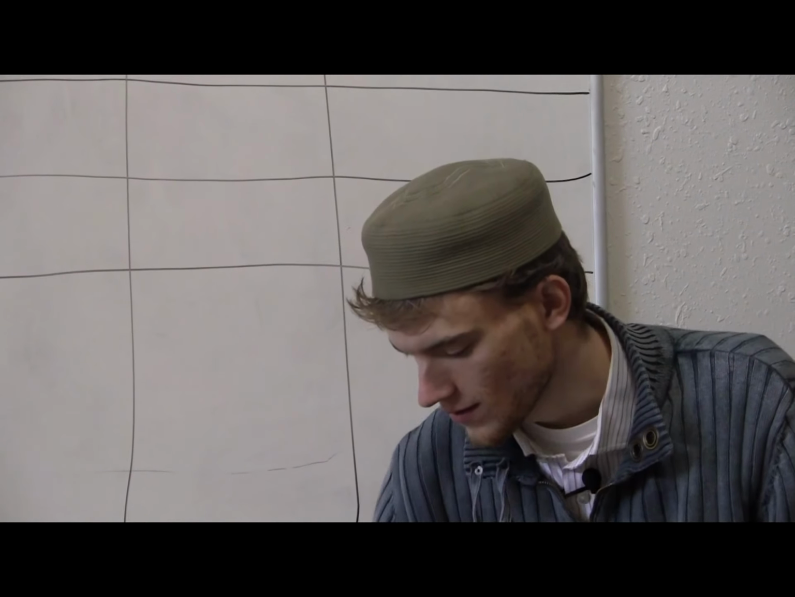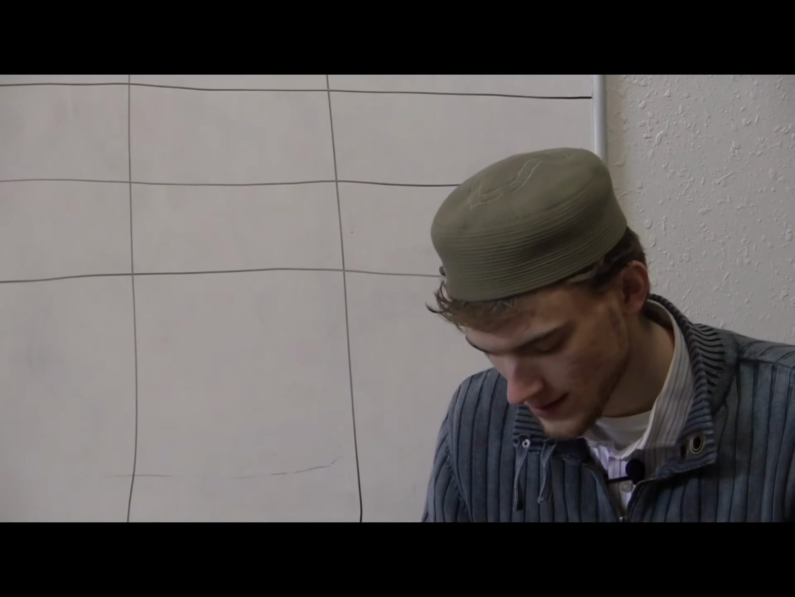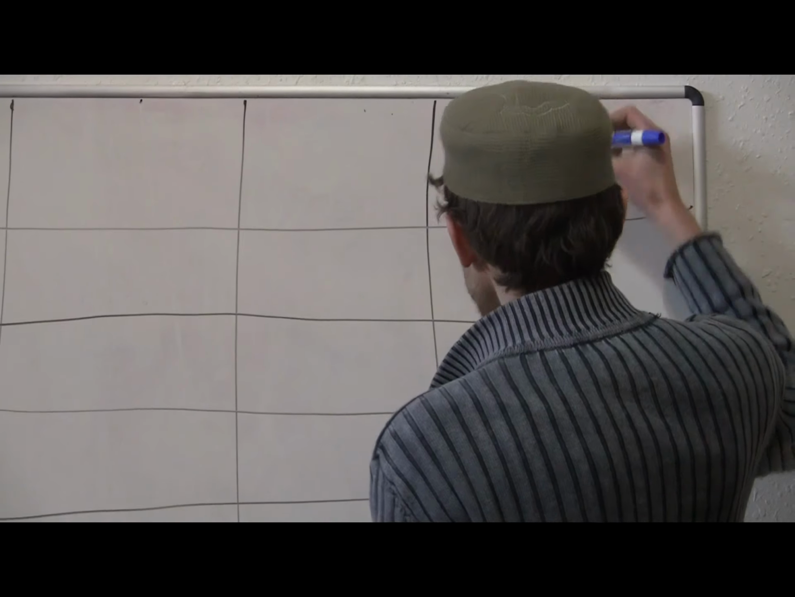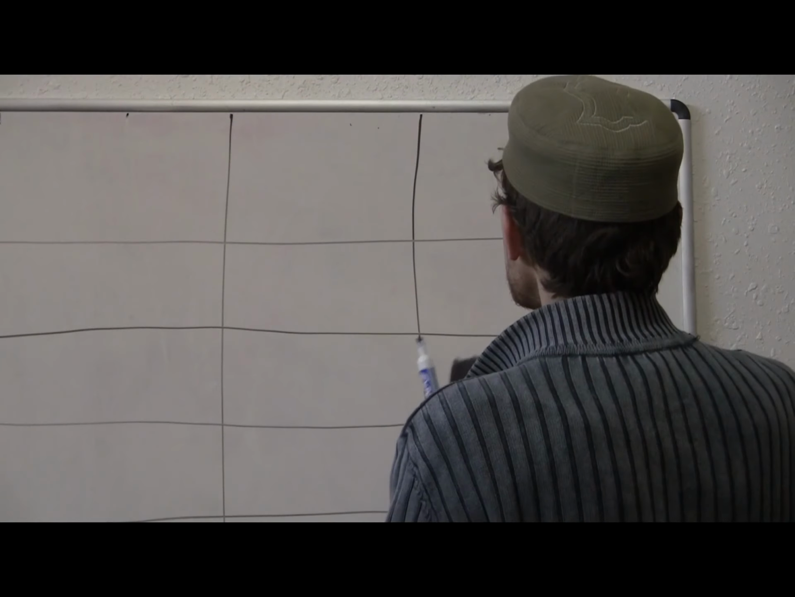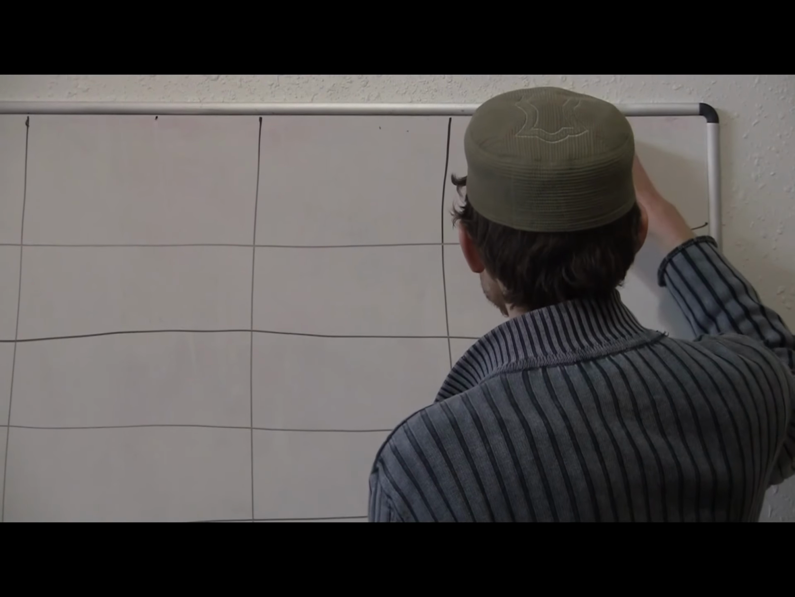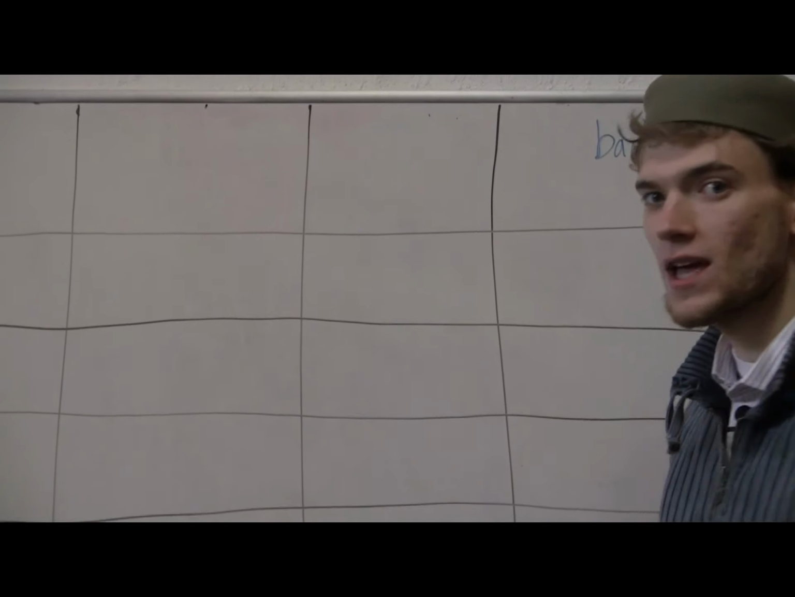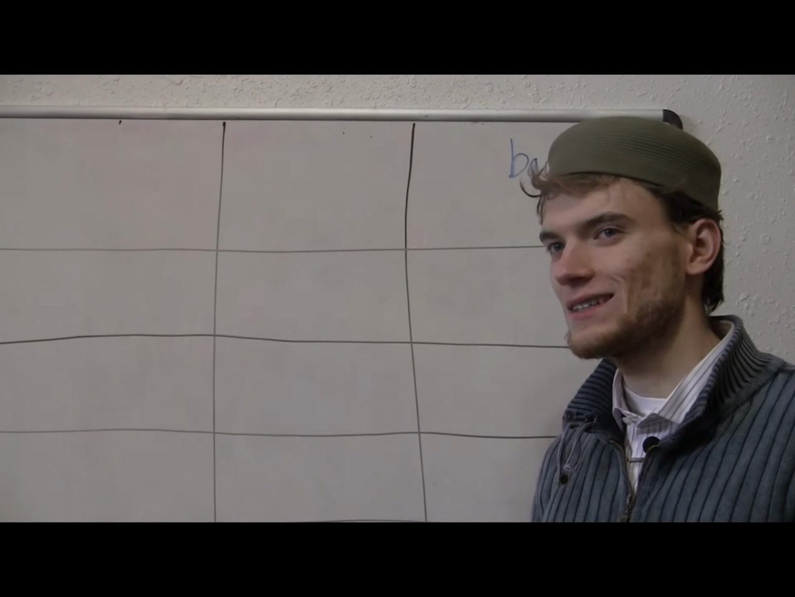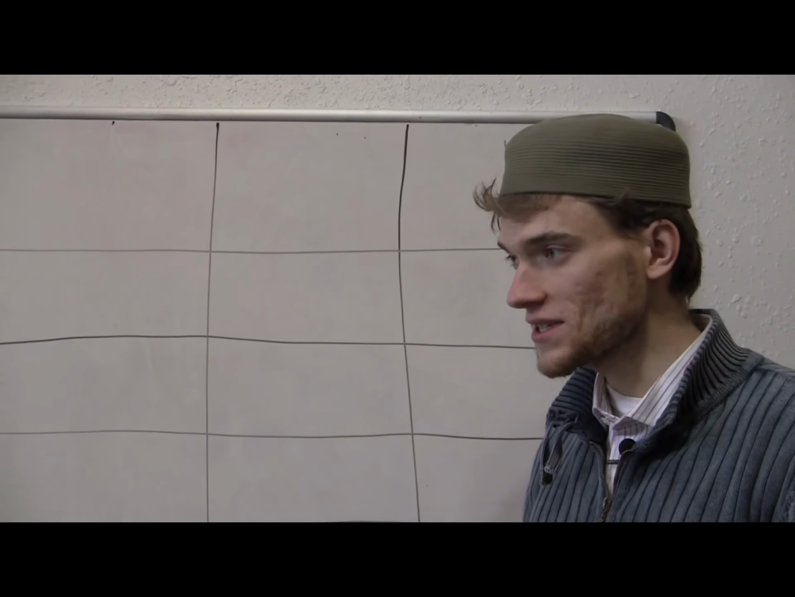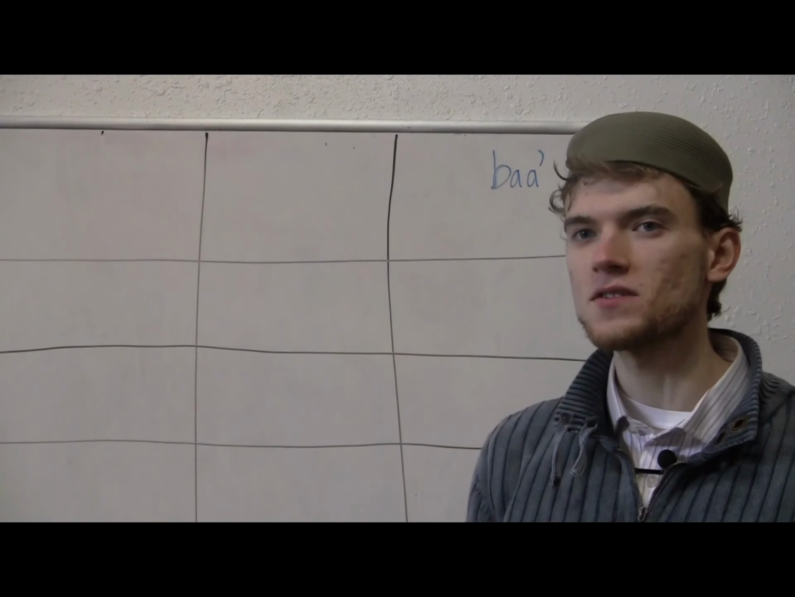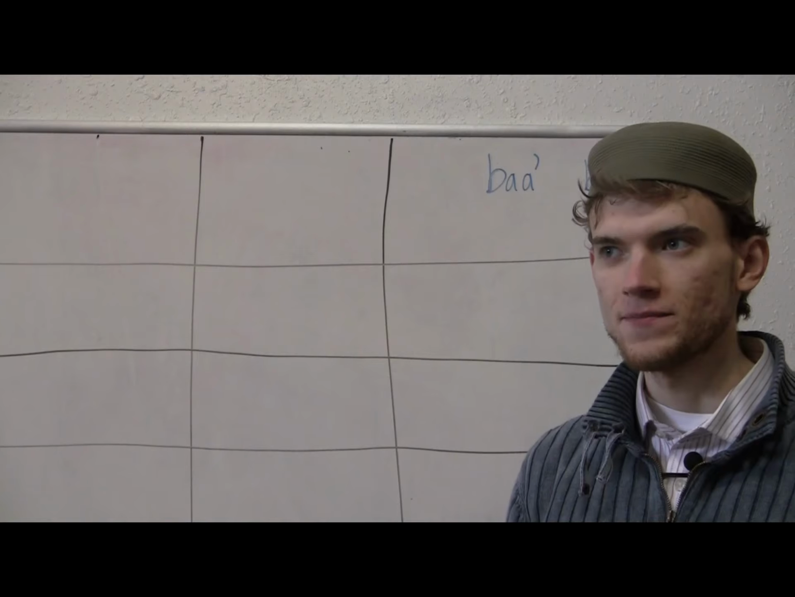The first letter that we'll go over today is ba. Everyone say ba. Ba. Ba. Okay. So the name of the letter is ba. The sound of the letter is just like an English b, ba, ba, ba, right?